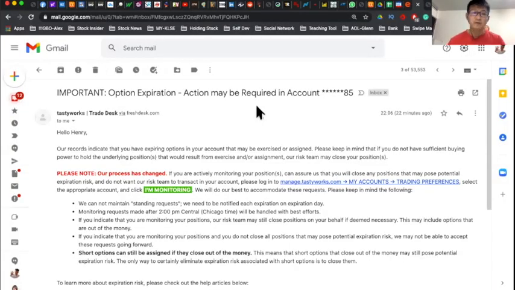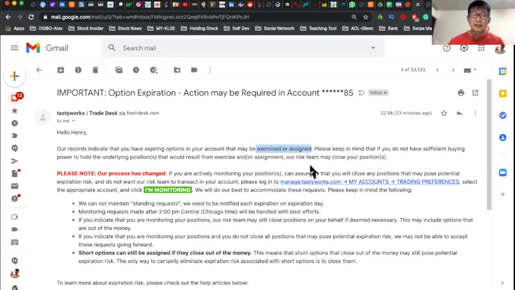They'll inform you, you'll receive this email. Basically, you will be notified that you have options which will expire this week, which is today, the last day. You need to close your position. If not, basically it will tell you your account can be exercised or be assigned.